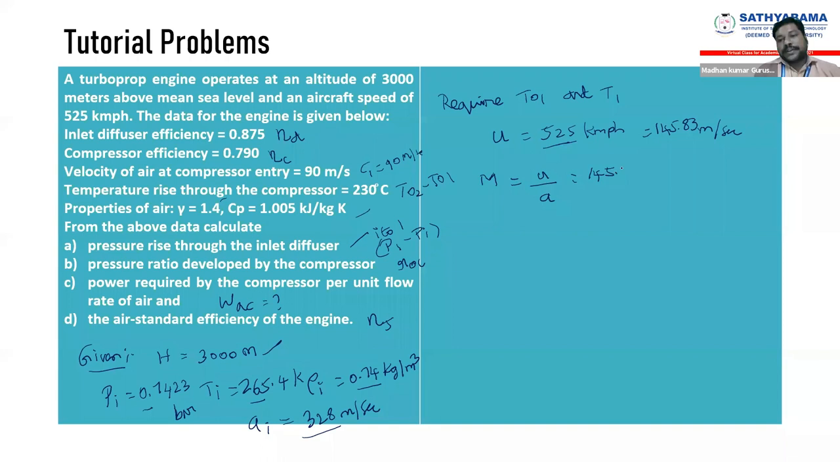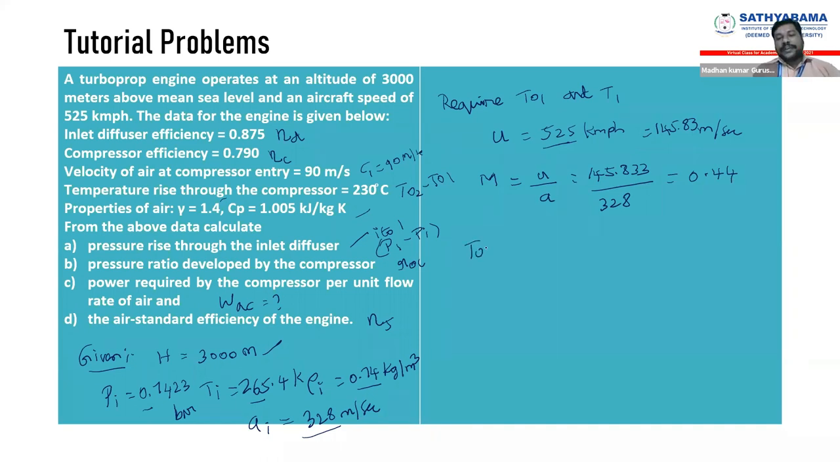Could you tell me the answer for Mach number? So 145.833 divided by speed of sound, 328. What is the answer? It is 0.444. So it is 0.44. Just consider round up to two decimal values.